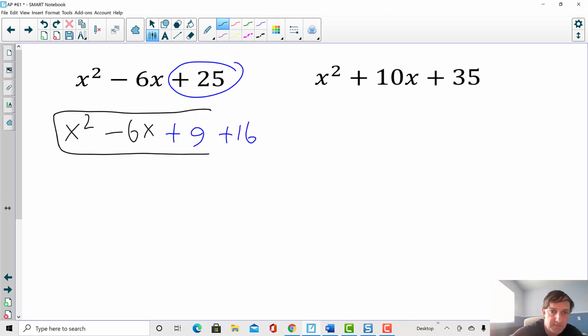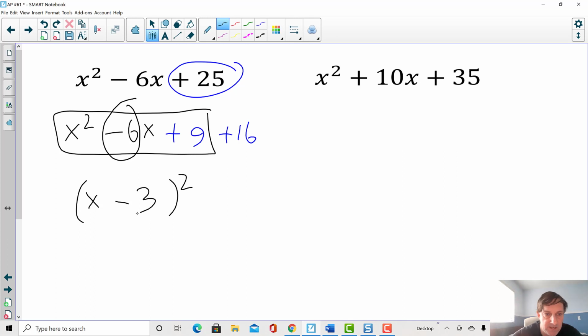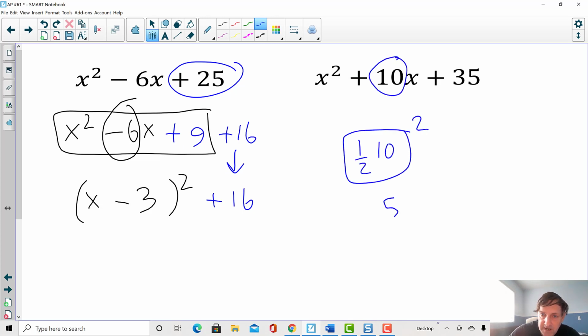And this becomes a perfect square. It's going to be x, and then it's going to be half of negative 6. Half of negative 6 is minus 3. Of course, you can bring down the plus 16. That was the example that we just did. Let's do one more example where it's a positive here. Again, we want to do half of 10, and then we want to square it. Half of 10 is 5. If you square 5, you get 25.